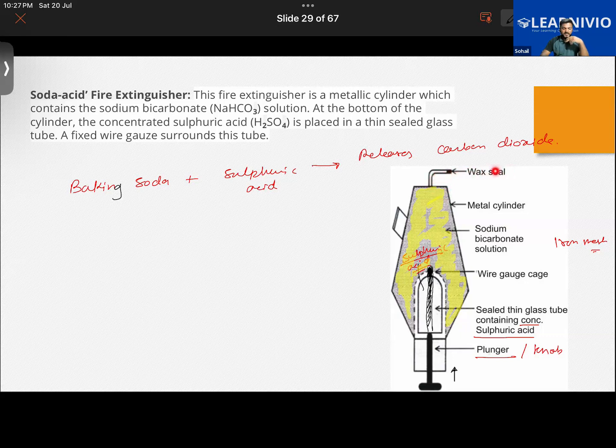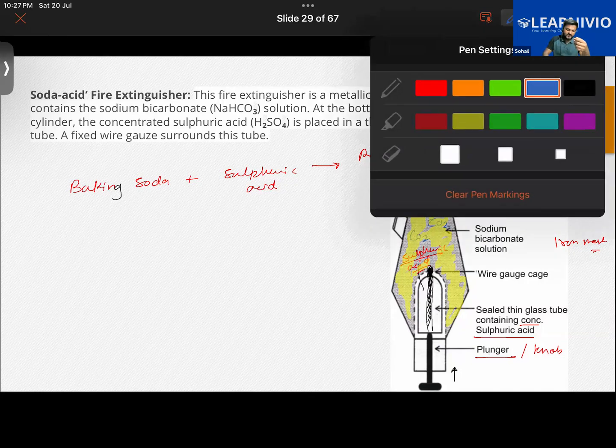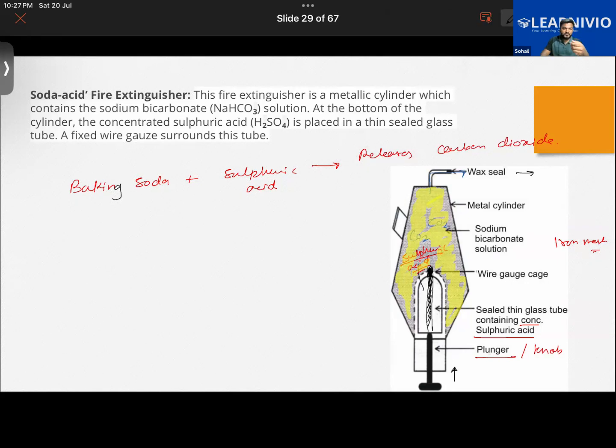And from this wax seal, the carbon dioxide would be forcing the wax seal to open and it will rush out. Basically this opening would be sealed using wax. So when carbon dioxide gas is formed inside, it will force open the wax seal, and from here it will come out with great pressure. And wherever you point the nozzle, there the carbon dioxide gas will be released. So hope you have understood this.